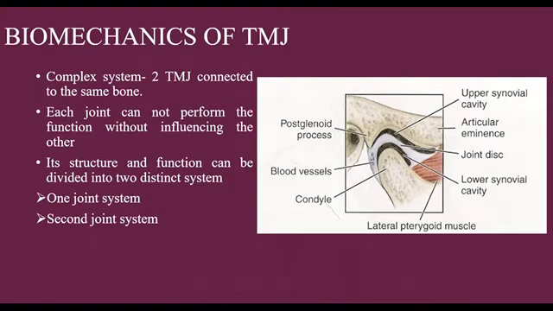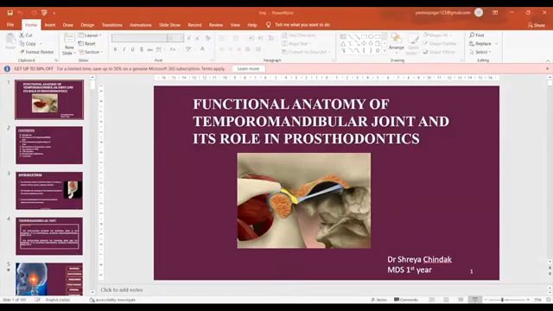Let's come to the biomechanics of the TMJ. It is a complex system because two temporomandibular joints are connected to the same bone. Each joint cannot perform its function without influencing the other joint. Its structure and function can be divided into two distinct systems, the one joint system and the two joint system.